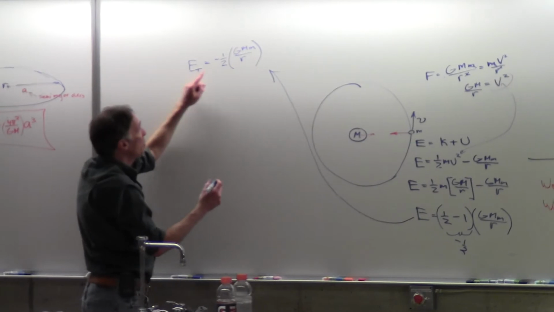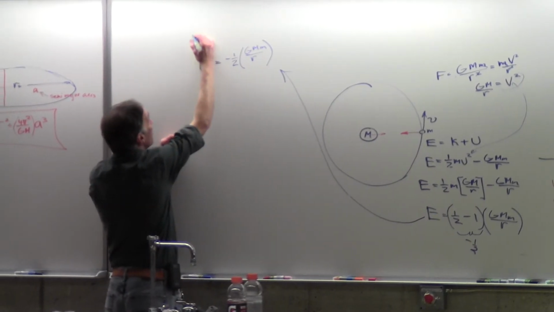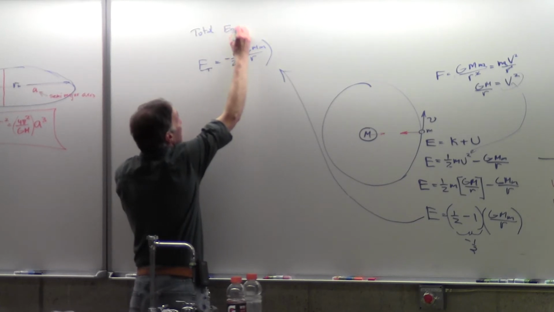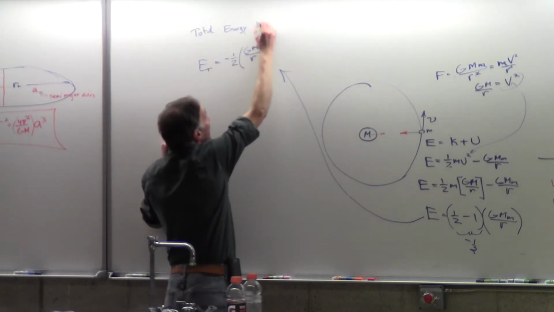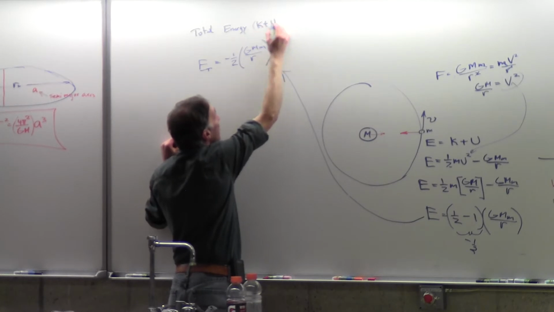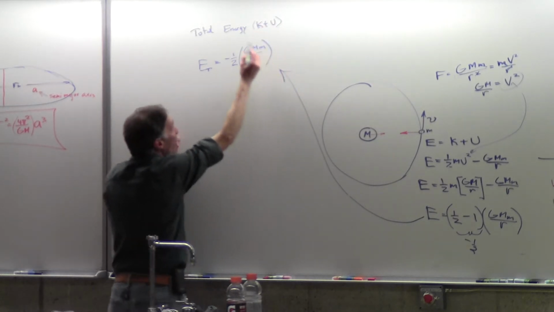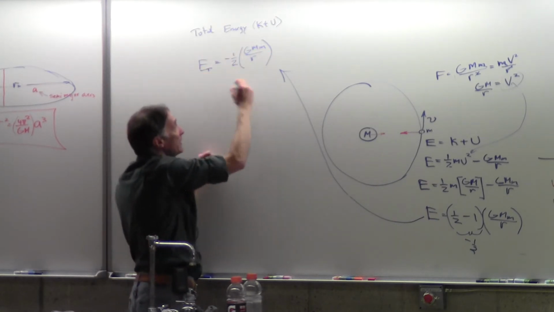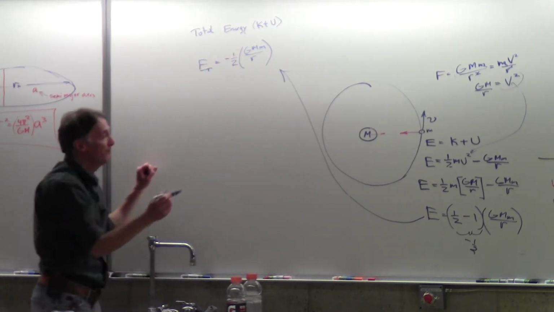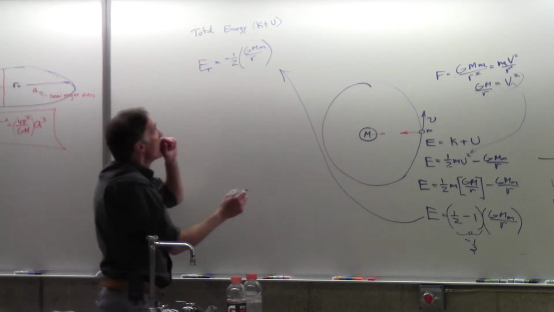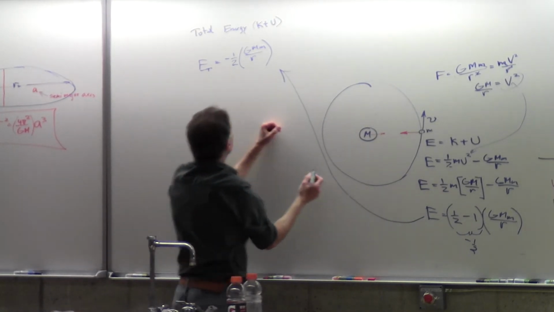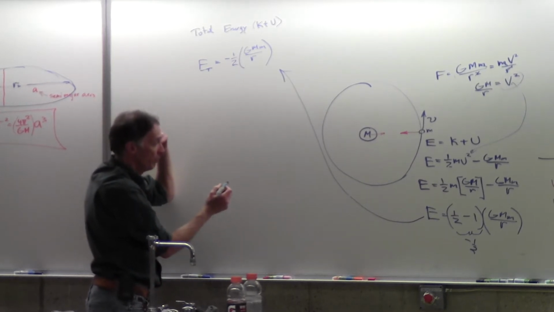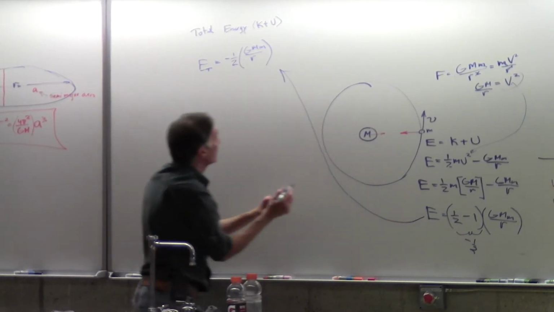Keep in mind, this is the total energy for a circular orbit. By total energy, that's kinetic plus potential, are both tied in together. They're all wrapped up in this single term. So if you have something in orbit, you can say its energy is this value. So that's going to be the total energy for something in a circular orbit.